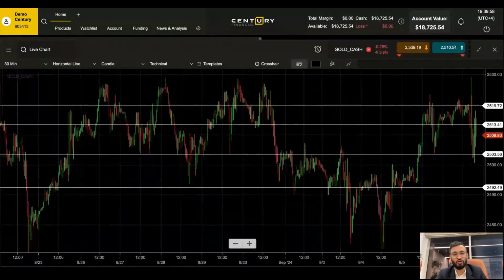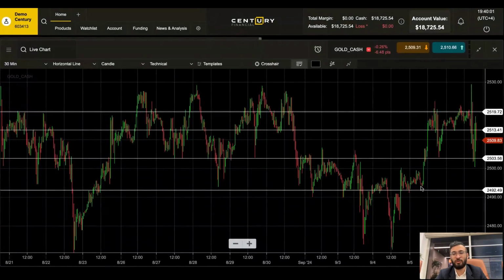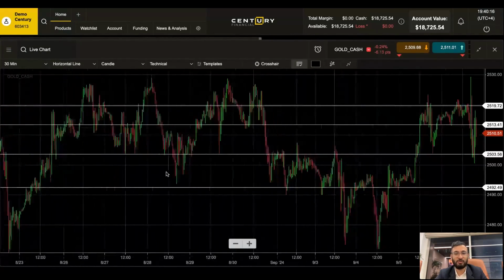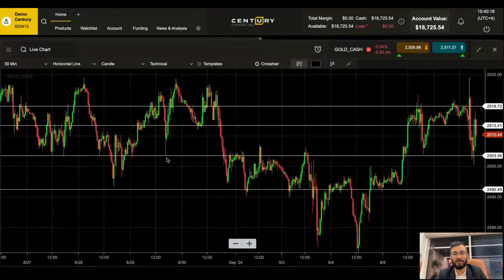Now I've zoomed out to show you the bigger picture. See how strong 2492 is as a support. See how strong 2503 is as a support. Look at these peaks. And once these supports are broken, see what happens to the prices. That is how support and resistance lines are drawn, guys.